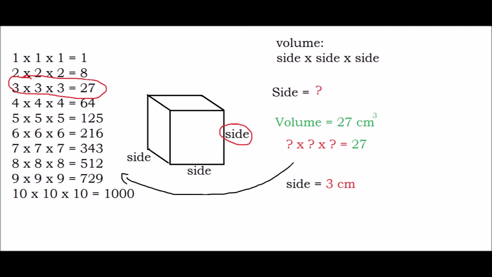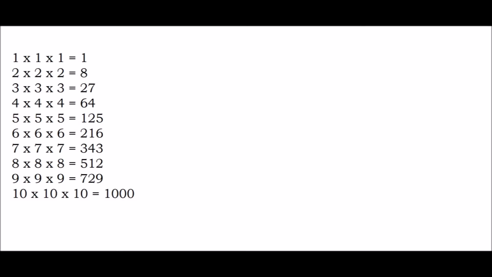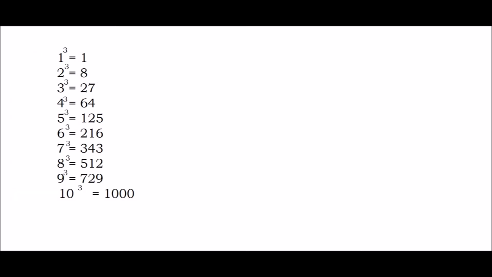What do we call this number multiplied by the same number and then by the same number again? Well, just like square, we can write it like this: 1 with a little 3 on it, 2 with a little 3 on it, and so on. We read it as cube. 1 cube is 1. 2 cube, or 2 times 2 times 2, is 8. 3 cube, or 3 times 3 times 3, is 27, and so on.